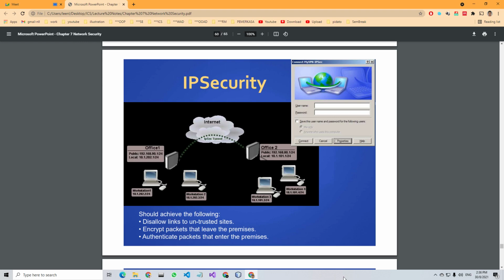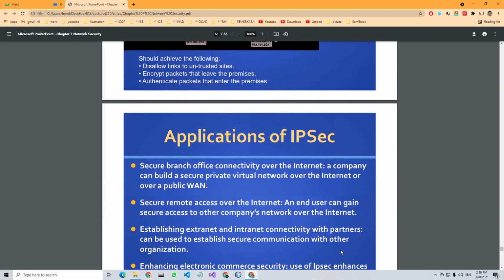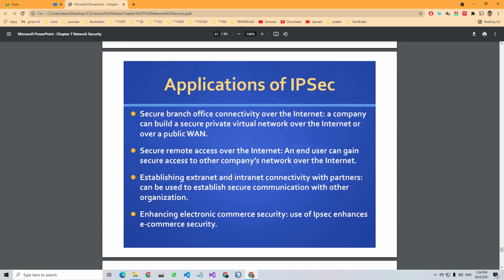Secure branch office connectivity over the internet. A company can build a secure private virtual network over the internet or over the public wide area network. Secure remote access over the internet, where a user can gain secure access to other company networks over the internet.